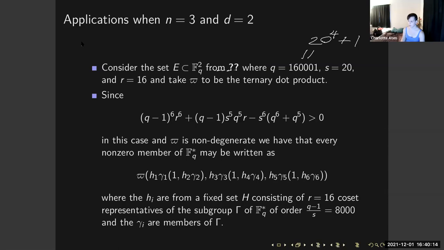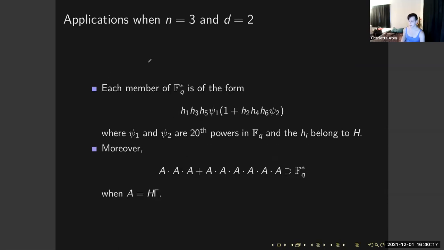And then if we interpret that a couple different ways, we see that one meaning of that, if we actually expand out using the definition of the ternary dot product, is that every element of FQ star can be written as the product of three coset representatives that were chosen, some three coset representatives, times some 20th power, times one plus the product of perhaps three different coset representatives times another 20th power. And so this is maybe a little bit strange, but a Waring type statement about essentially when every element of FQ can be written as a sum of powers, but things have been tweaked a little bit.